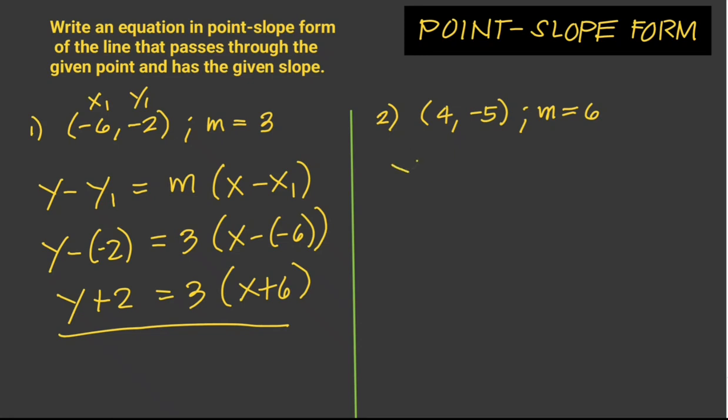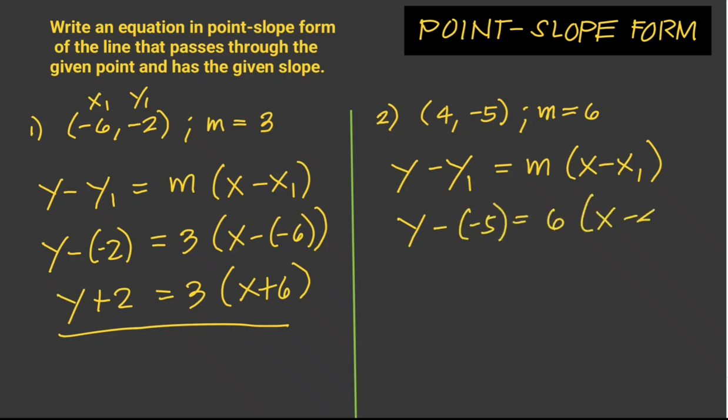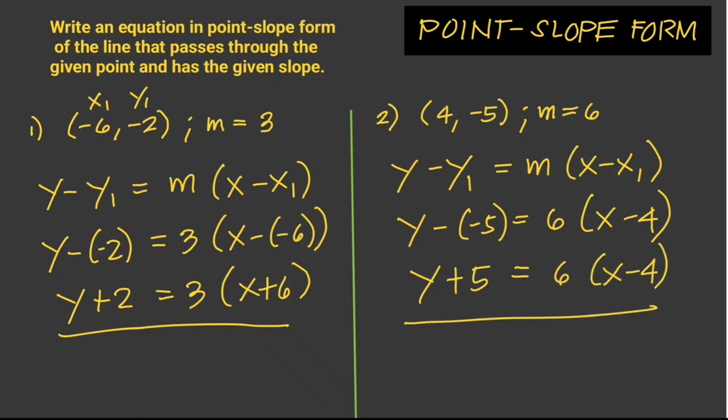And the next one, we're given 4, negative 5 with slope 6, so that is y minus negative 5 equals 6 times x minus 4. So let's simplify this. This would be y plus 5 equals 6 times x minus 4. Then this is our equation in point slope form.